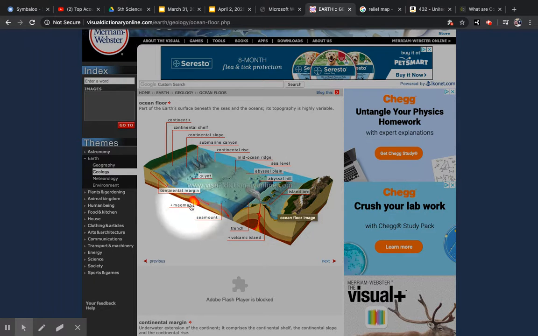And this is really important. This is important to know because trenches can cause different problems. We can have different problems with the seafloor spreading and stuff like that. So it is not just a big plain. There are plains underneath the ocean, but there's all kinds of different landforms.